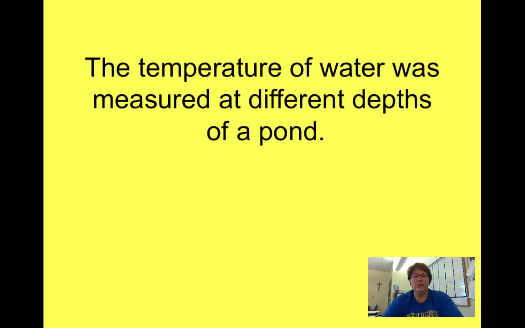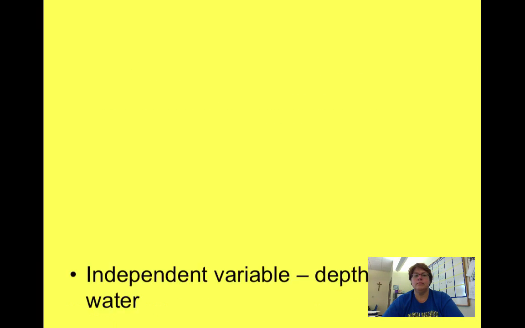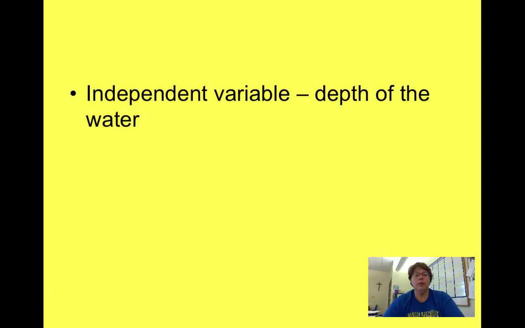Okay, so here's your last chance. Try again. The temperature of water was measured at different depths of a pond. So what were they testing and what were they measuring? Okay, so what we are testing is the independent variable or the manipulated variable. The independent variable, the thing that they were testing, was the depth of the water.